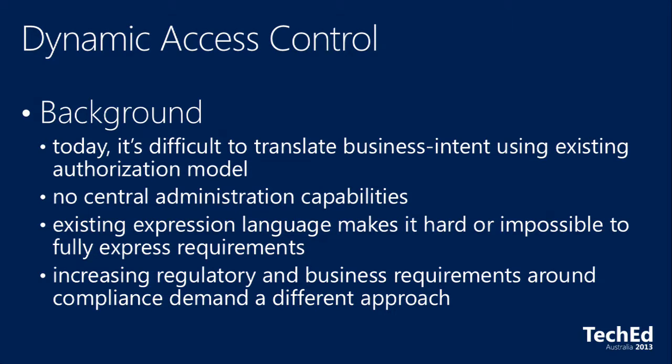Dynamic access control is a way of saying we can solve the problem that is occurring with Kerberos tokens not being big enough to cope with all the access requirements you've got. And we also have the ability to solve another little problem.